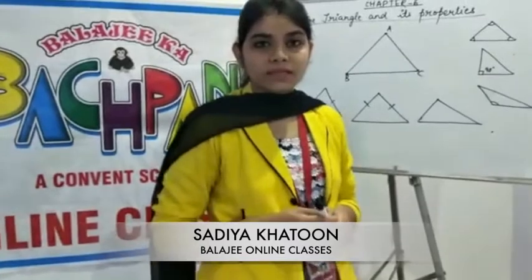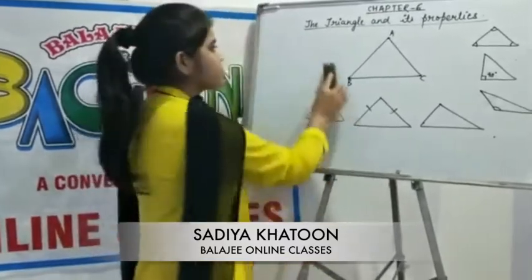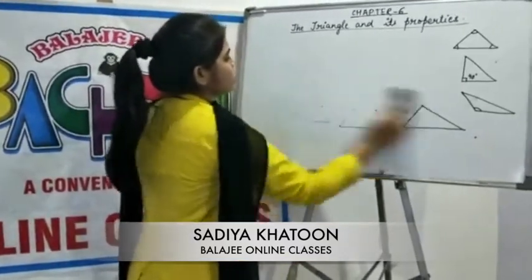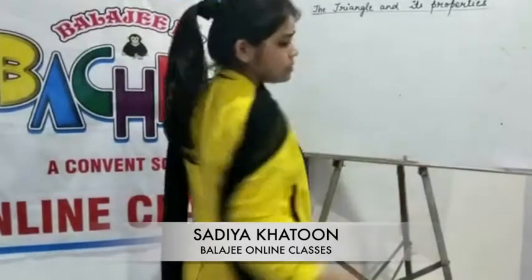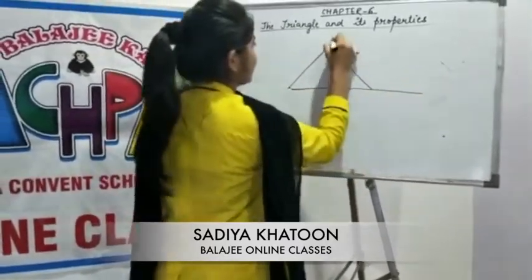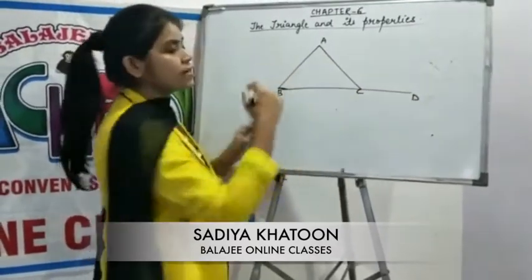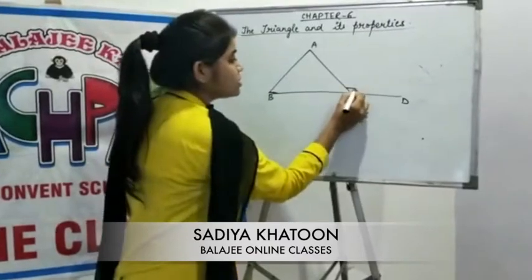Next comes the properties. The first property that you are going to study is the exterior angle property. Let me tell you what it is. Suppose this is a triangle. This is a triangle ABC, and this is the exterior angle.